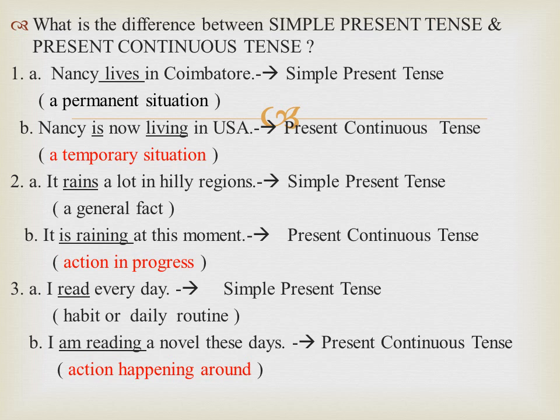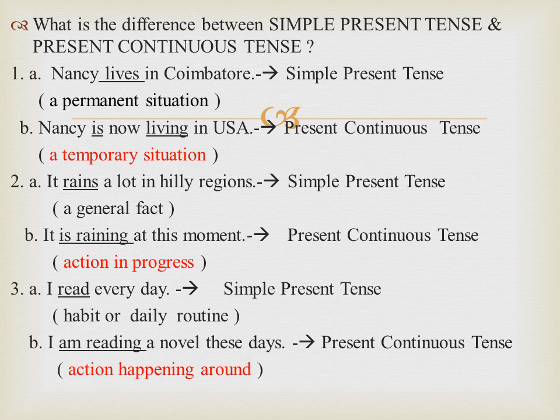It rains a lot in hilly regions. It's a general fact or truth. Therefore, simple present tense is used. It is raining at this moment is an action in progress at the time of speaking. Therefore, present continuous tense is used. I read every day is a habitual action.